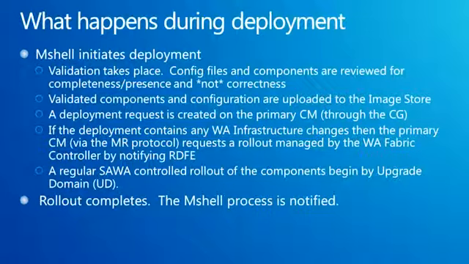The command gateway will then analyze the deployment and determine whether or not it contains any Windows Azure infrastructure changes. If it does, then the primary CM, using the MR protocol, will request a rollout managed by the Windows Azure Fabric Controller by notifying RDFE. Once this infrastructure action is complete, then a regular SQL Azure on Windows Azure controlled rollout of the components will begin by upgrade domain. Assuming the rollout is successful, then the rollout will complete and the MShell process will be notified that the rollout is complete.